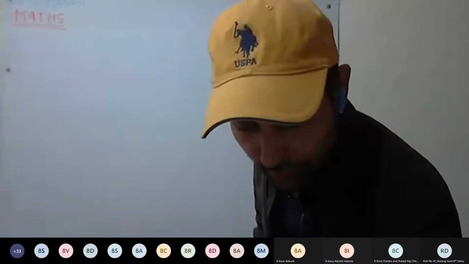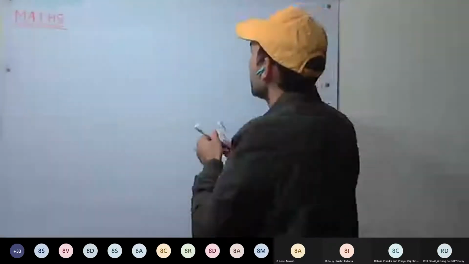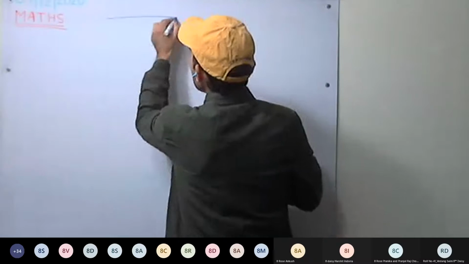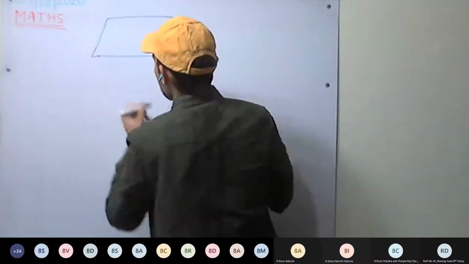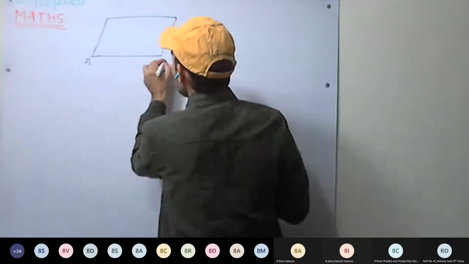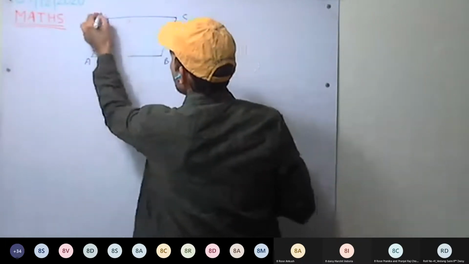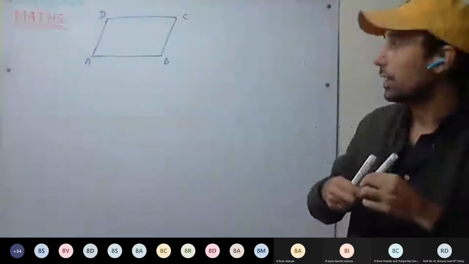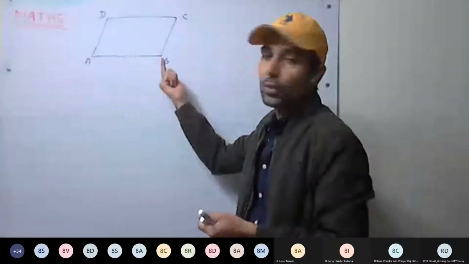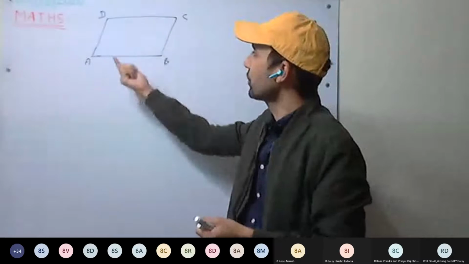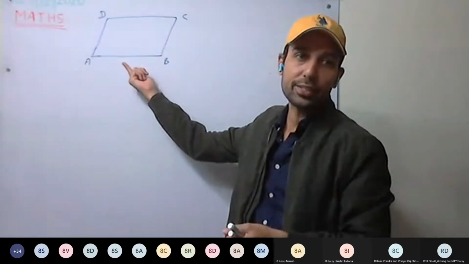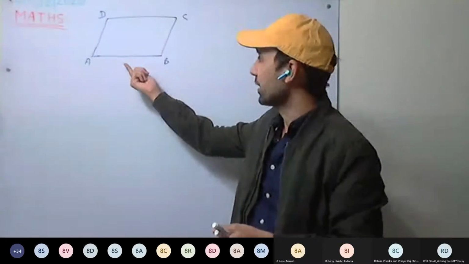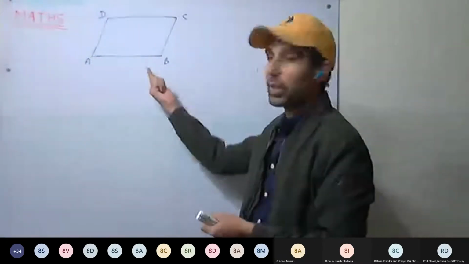Okay, we are starting with parallelogram first. As the name suggests, parallelogram, parallel. So ABCD is a quadrilateral since it has four sides, a closed figure with four sides. And the sum of the interior angles of a quadrilateral is how much? 360 degrees. This is the property of a quadrilateral.